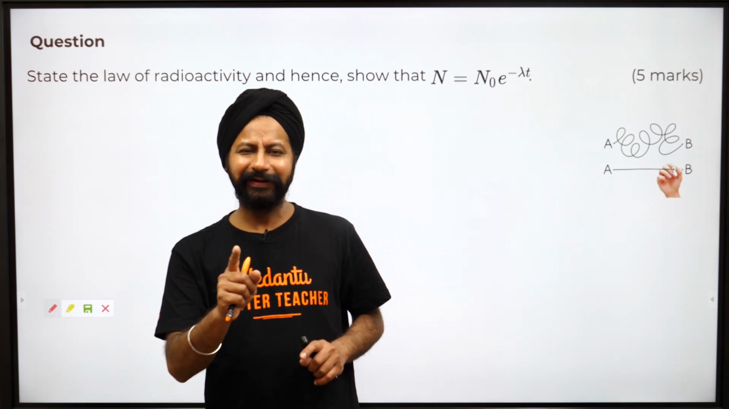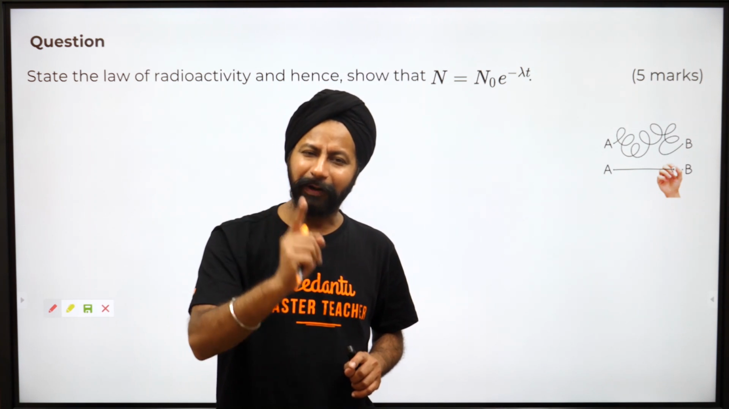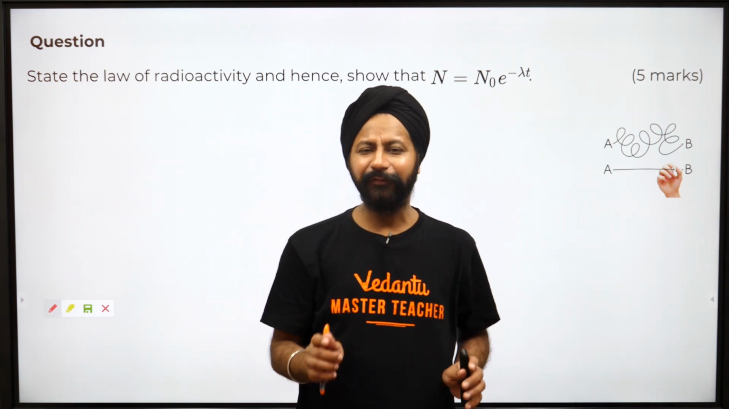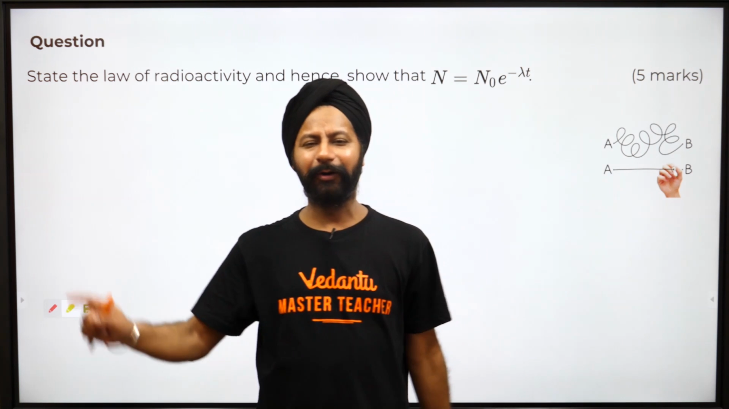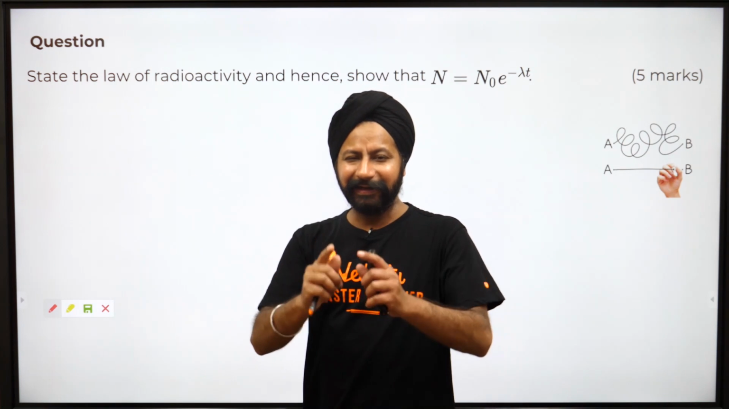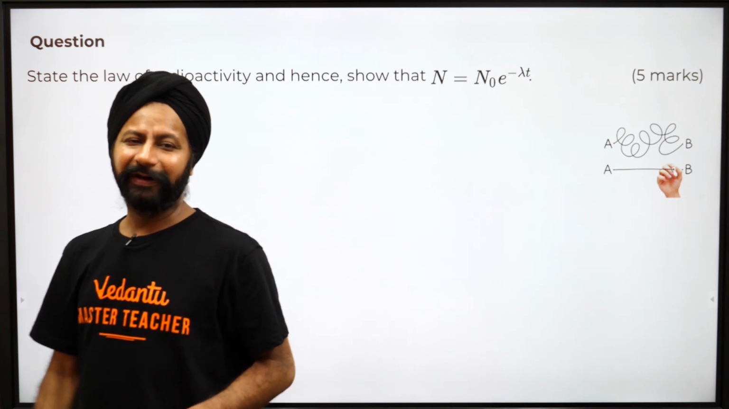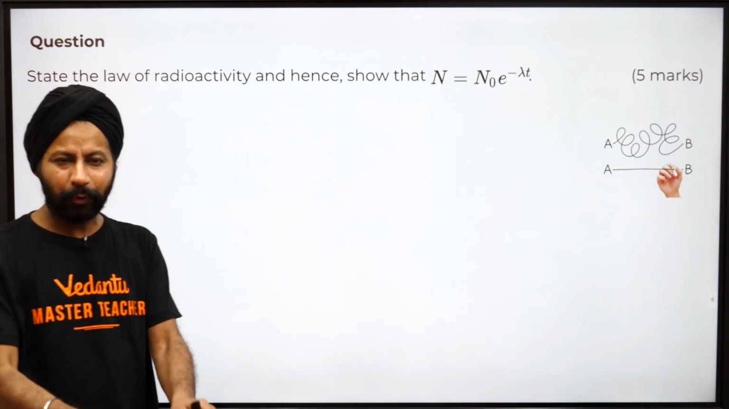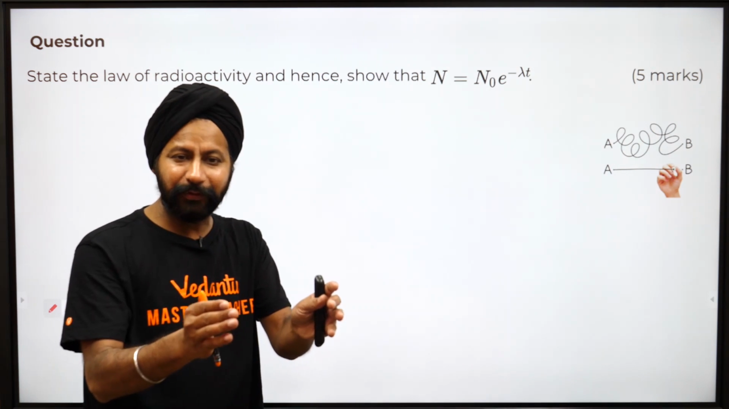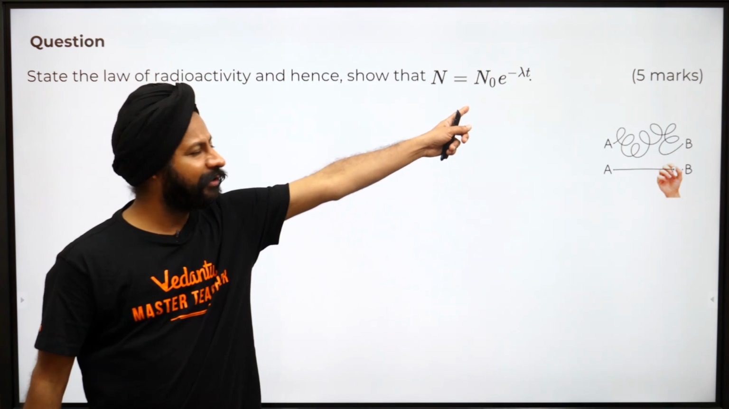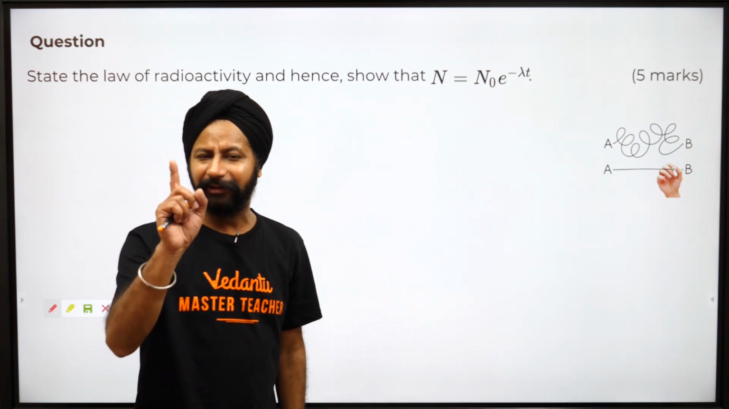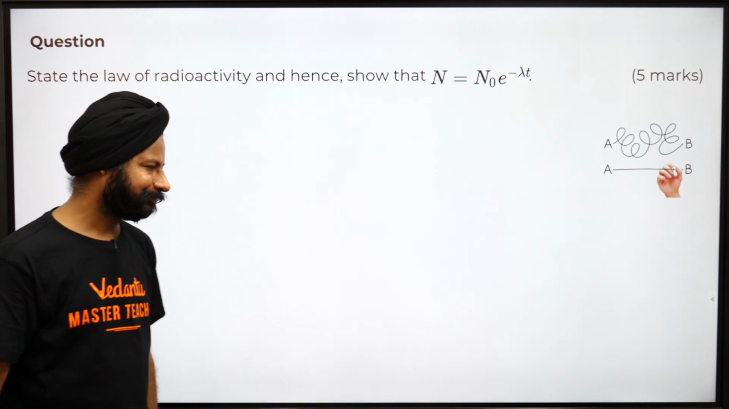So what did you understand? Activity is proportional to the number of nuclei present. That is the law that they are talking about. Activity is proportional to the number of nuclei present. So the rate of disintegration is proportional to the present number of nuclei there. Now with that you can derive this within 2 or 3 lines. Let me show you how.